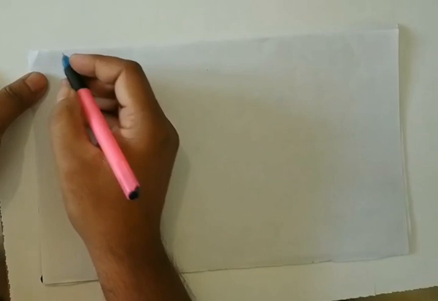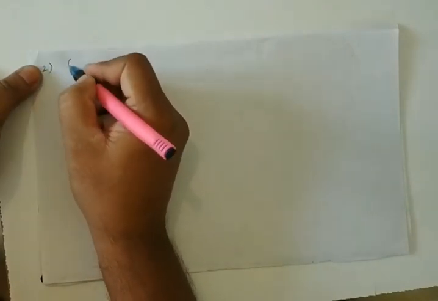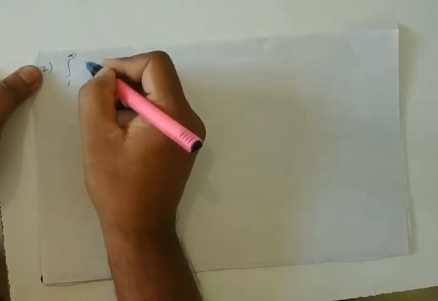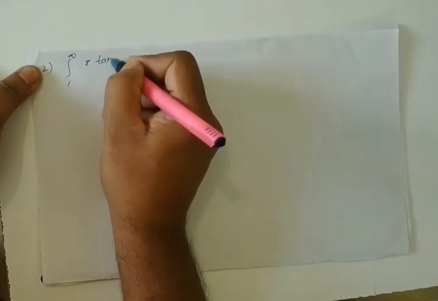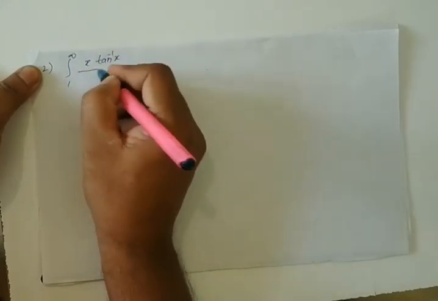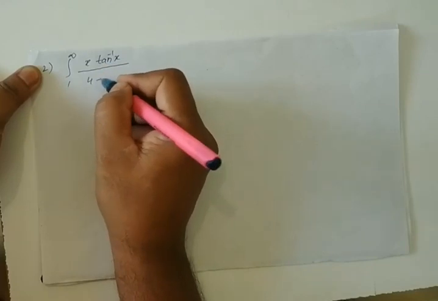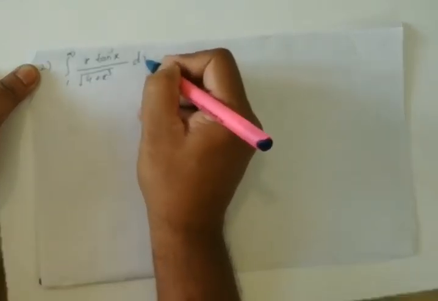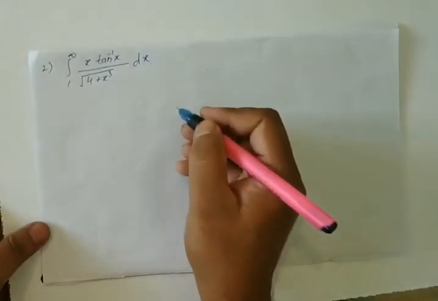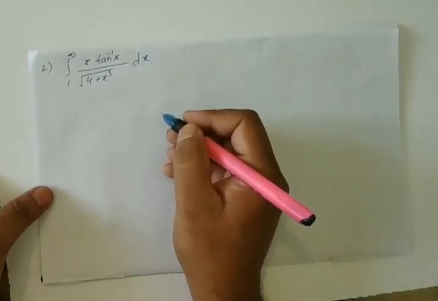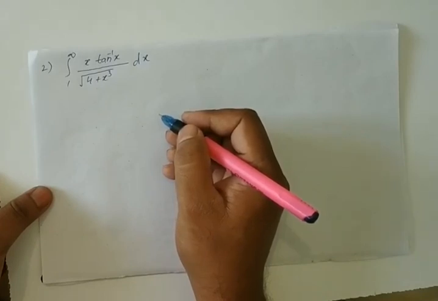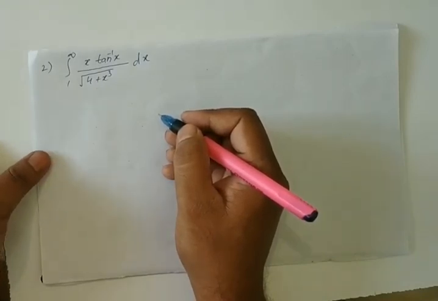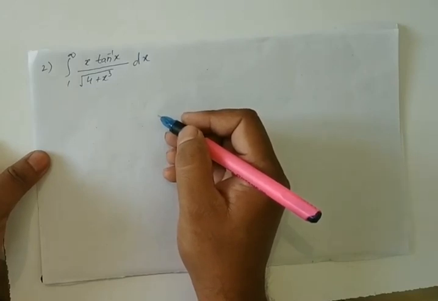Okay, write down another problem. Second one: integral from 1 to infinity x tan inverse x by root of 4 plus x cube dx. Integral from 1 to infinity x tan inverse x by square root of 4 plus x cube. Okay, now let us check whether the given improper integral is convergent or divergent.